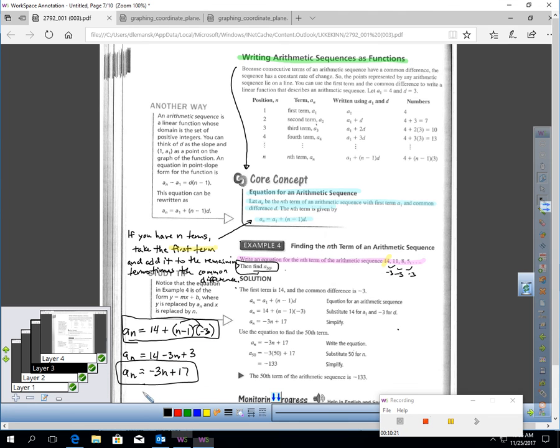Okay, 50th term. Negative 3 times 50 plus 17. That would be negative 150 plus 17. That's negative 133. Okay, you don't want to have to find the 50th term by doing this one at a time. You just use the formula.